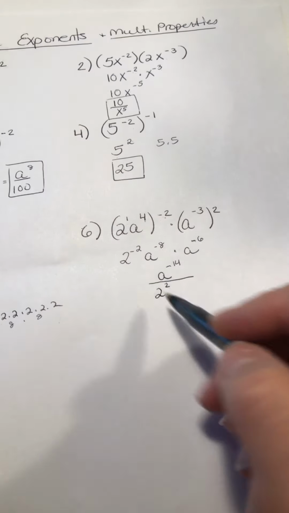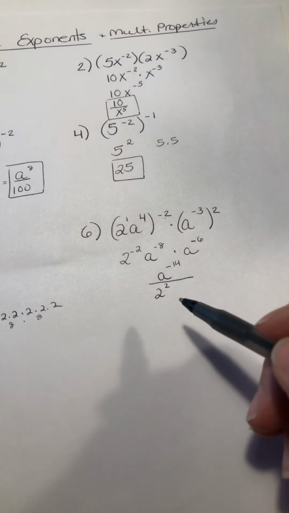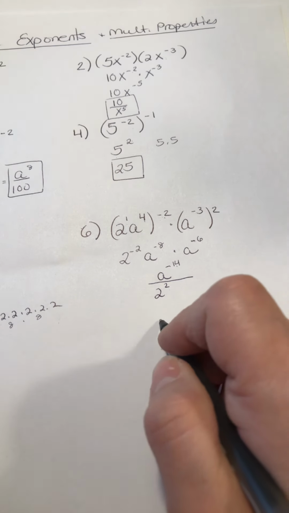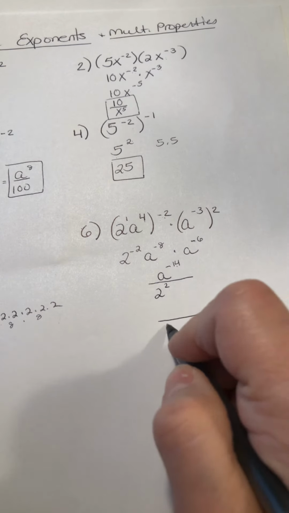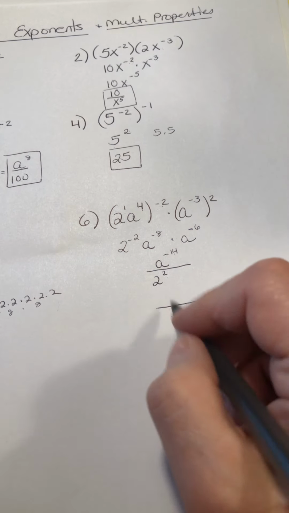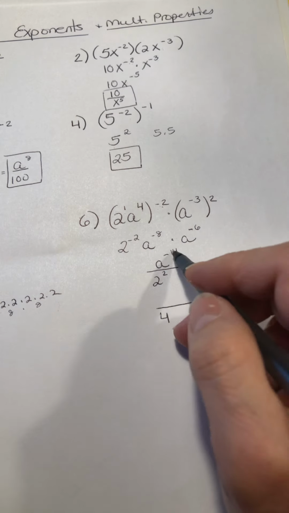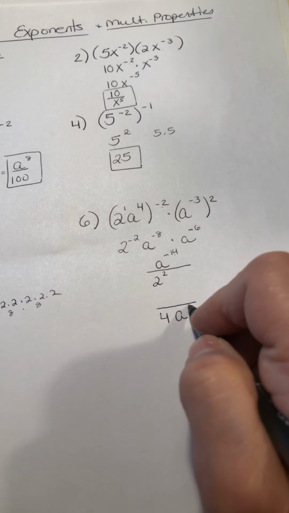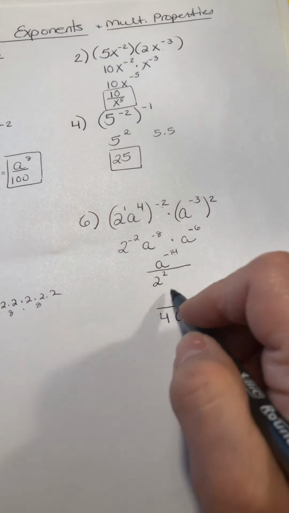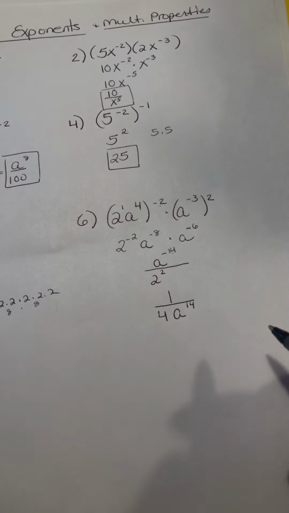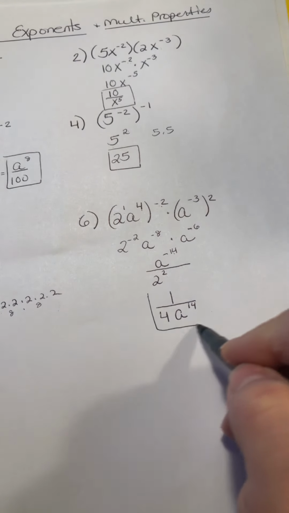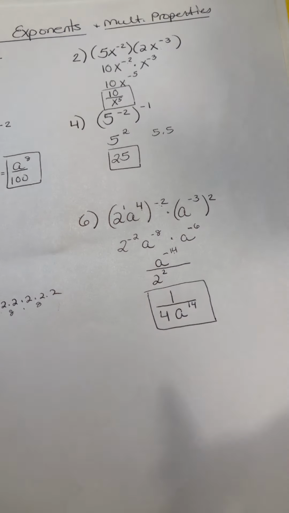And so now I have to deal with this simplifying a little bit more here. This is negative, and I don't want to leave it that way. This 2 squared becomes 2 times 2, which is 4. That a to the -14th is going to come down to the denominator and become a positive 14. I have 1 left up there. And so I have 1 over 4a to the 14th power.